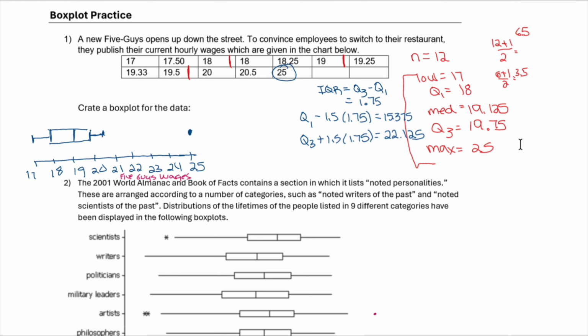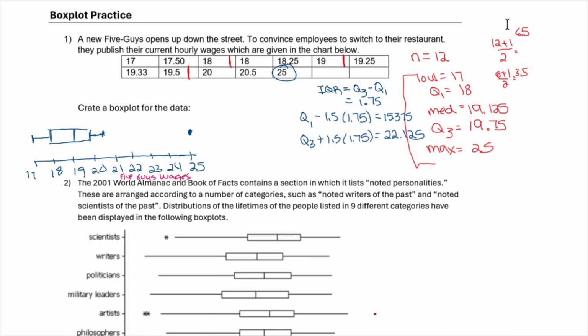There's a formula for it, which is n plus 1 divided by 2. N is the number of data we're given. So in here, if you count, 1, 2, 3, 4, 5, 6, 7, 8, 9, 10, 11, 12, n in this case is going to be 12. So 12 plus 1 divided by 2, we get 13 divided by 2, 6.5.